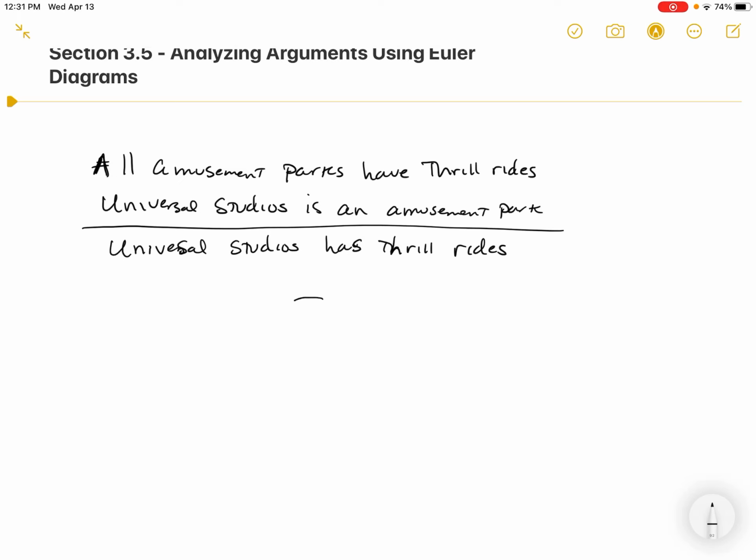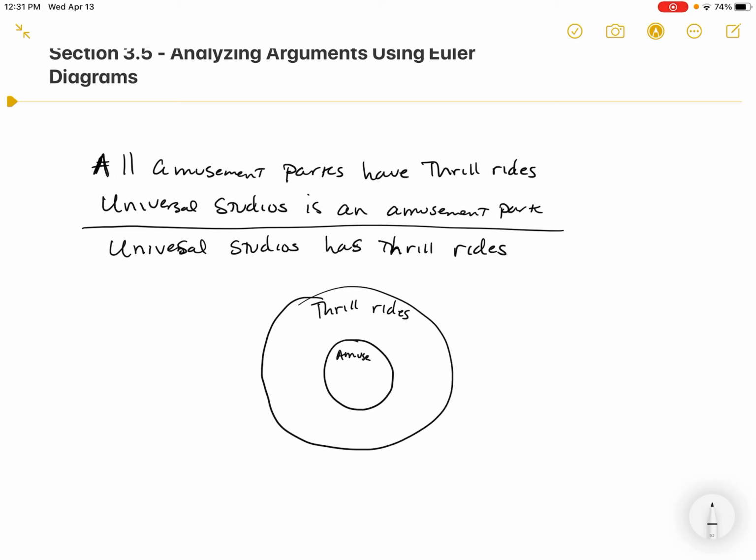So all amusement parks have thrill rides. So we have thrill rides as a big circle here. So I'll put thrill rides. And all amusement parks will fit into that. So hopefully you can read my handwriting okay. Maybe I'll type the next one out, but you're going to create these basically circles. And sometimes the circles will be inside one another. Sometimes they won't. But in this case, if I'm going to properly diagram this out, we have this large category of thrill rides. And inside that thrill rides are every single amusement park because all amusement parks have them.